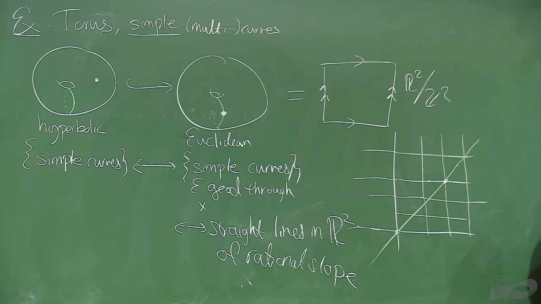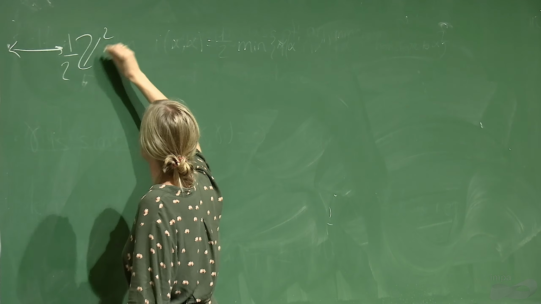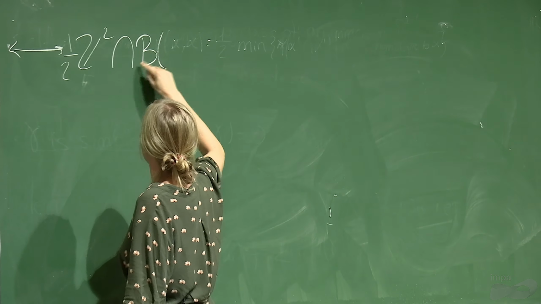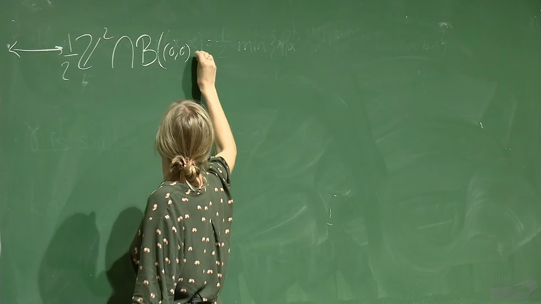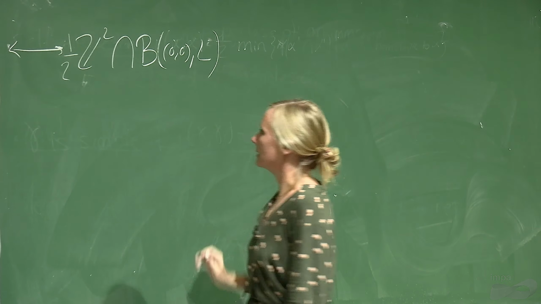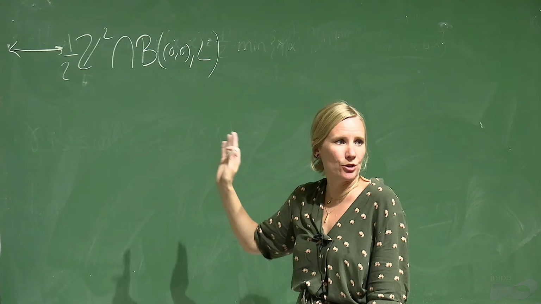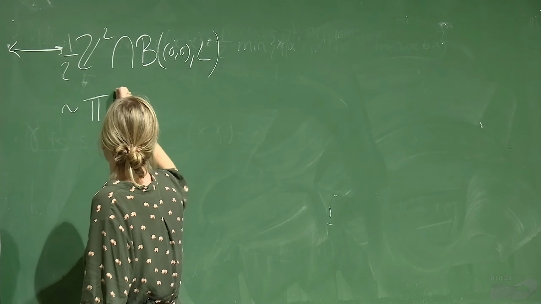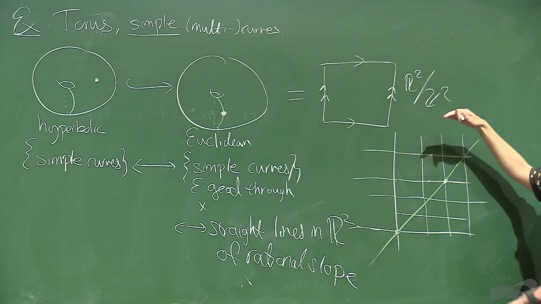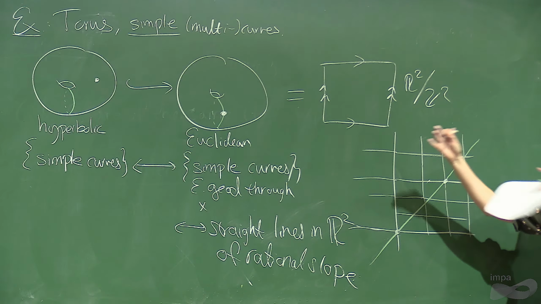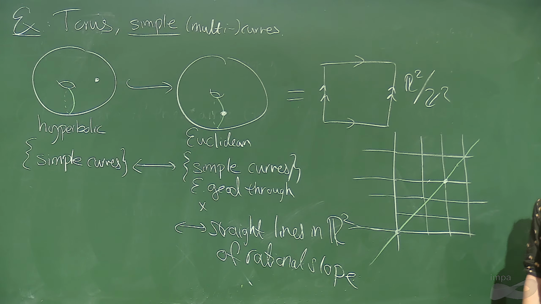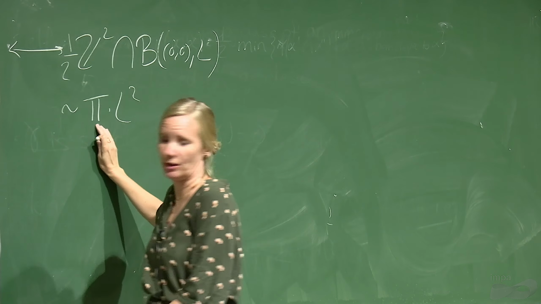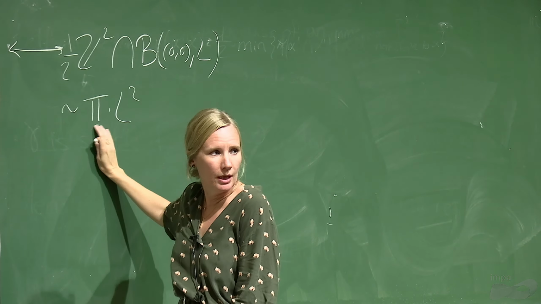So this then goes to the number of Z^2, maybe let me put the half, intersected with balls at the origin of length L. And this we can do, this is the Gauss circle problem. We know that this grows like pi L^2, the number of lattice points, just integer points in R^2 of norm at most L. As L grows it is like the area of the ball. So we can count this.